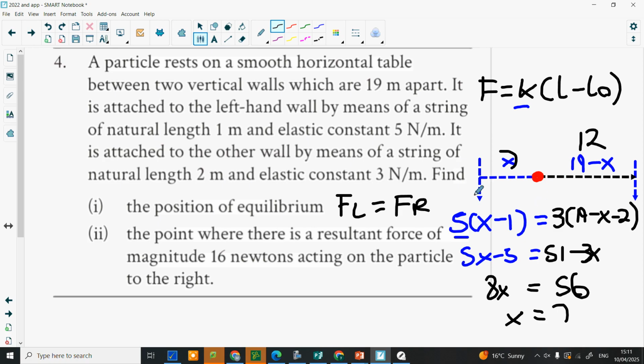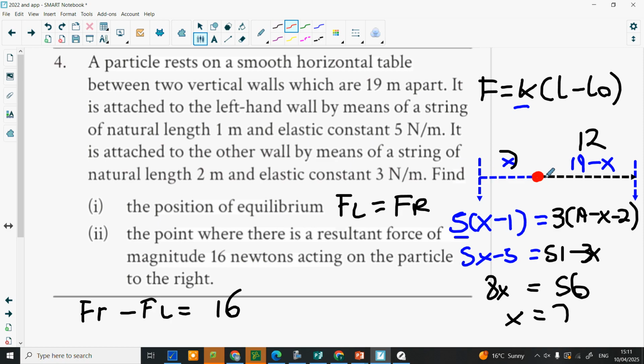right wall, yeah? Find the point where the resultant force of the magnitude is 16 newtons acting on the particle to the right. Acting to the particle on the right, 16 newtons. Okay, so what you're telling me is FR minus FL is 16. What does that mean?